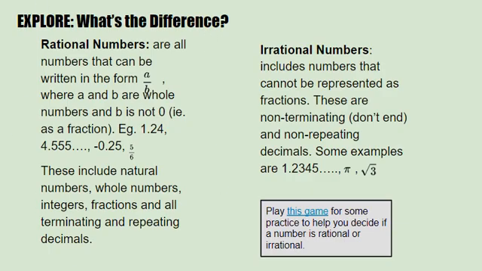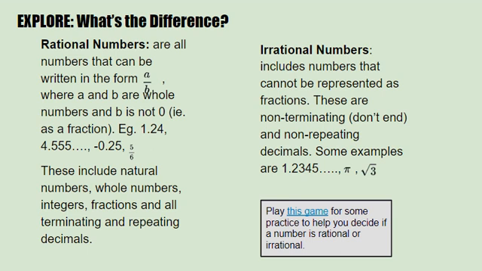So for definitions, this is the sort of official definition of a rational number. It's a really fancy definition. Basically, keep it simpler: a rational number is a number that can be written as a fraction. So you can take all of those fancy words and just remember, if it's a rational number, it can be written as a fraction. That includes your natural numbers, your whole numbers, your integers. It also includes numbers that are already fractions, and any decimals that terminate, which means they end, or repeat.